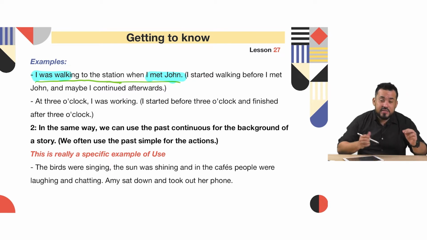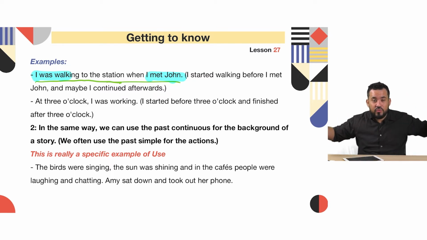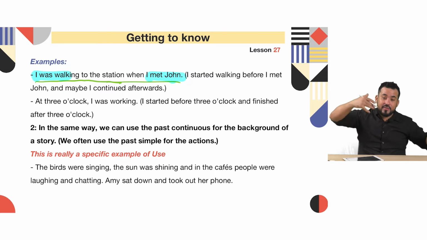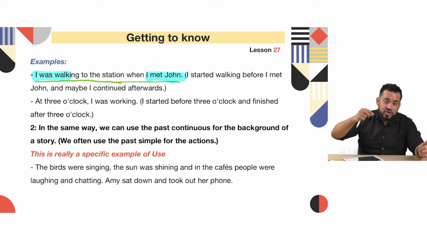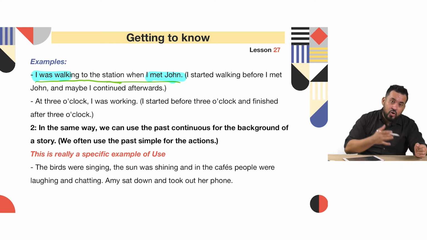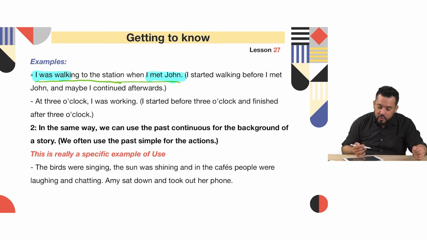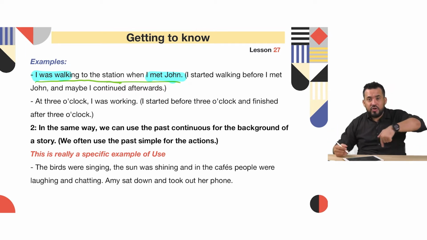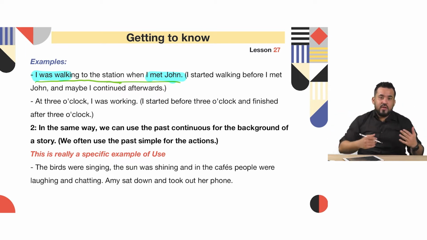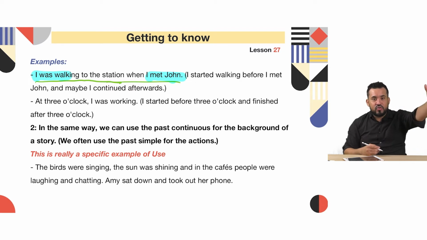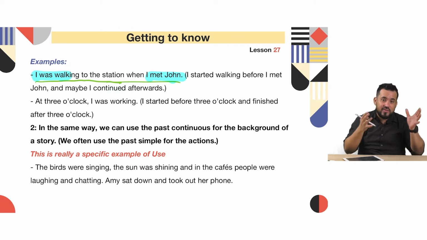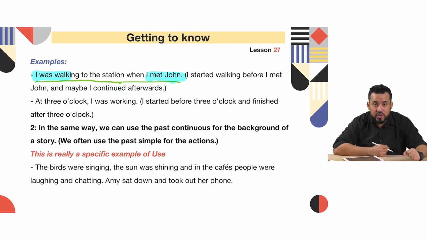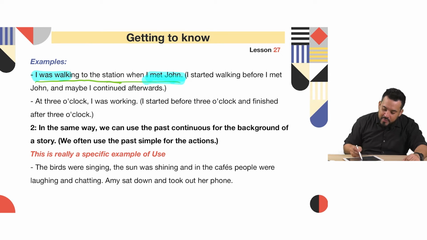Okay? In this case, the longer action, the one that takes longer to happen, or the one that was happening and got interrupted, will take the past continuous. And then the smaller action or the shorter action that interrupted the longer action will take the past simple. So I was walking to the station. You know, it takes a while to walk to the station. So let's say it'll take 30 minutes to walk to the station. And then during my walk, I met John. So that is the short action that interrupted the longer action, which was the walking to the station. So I met John during my walk.